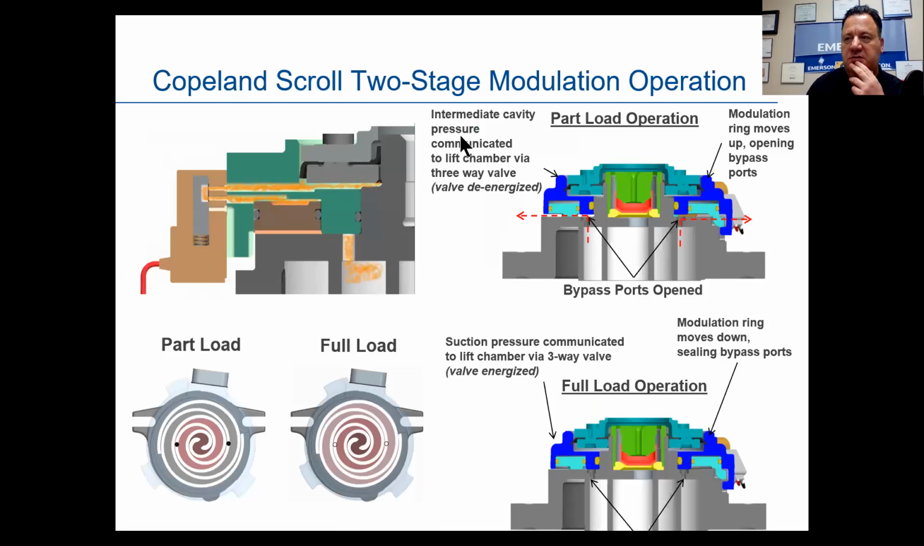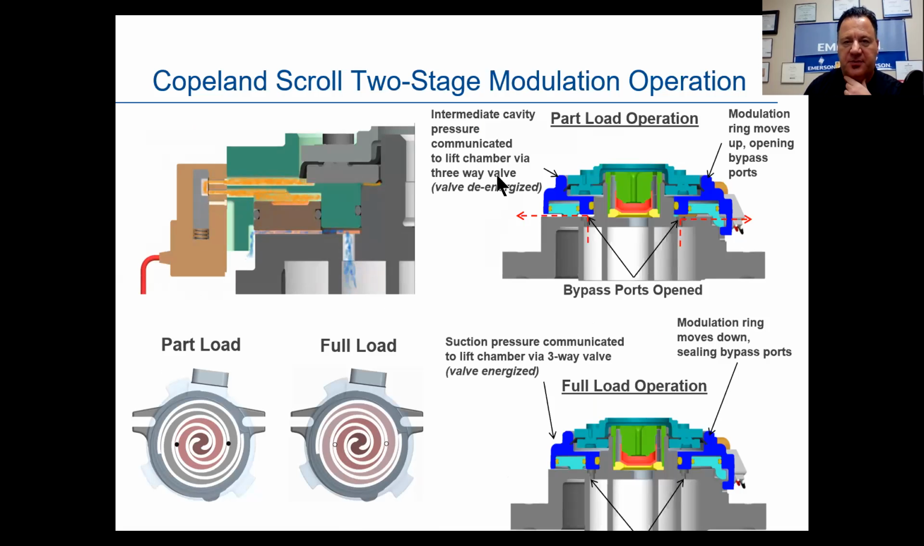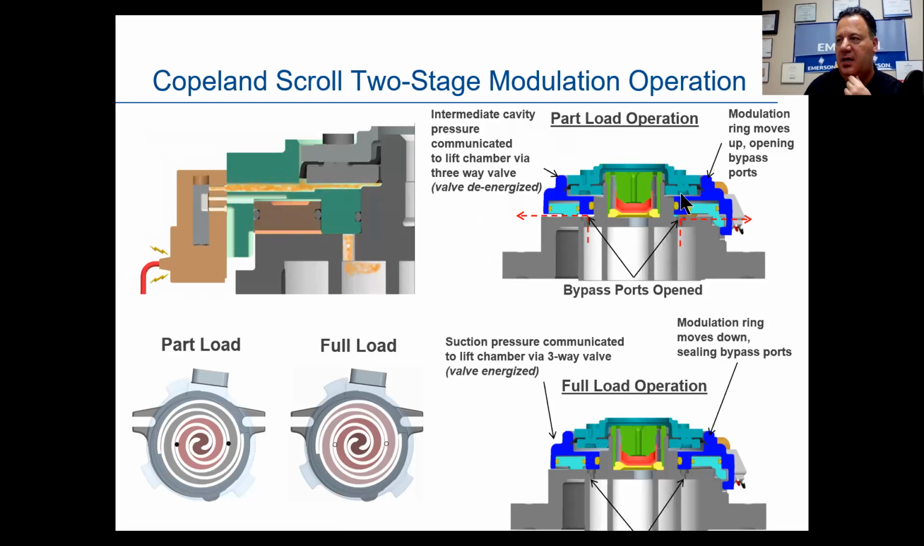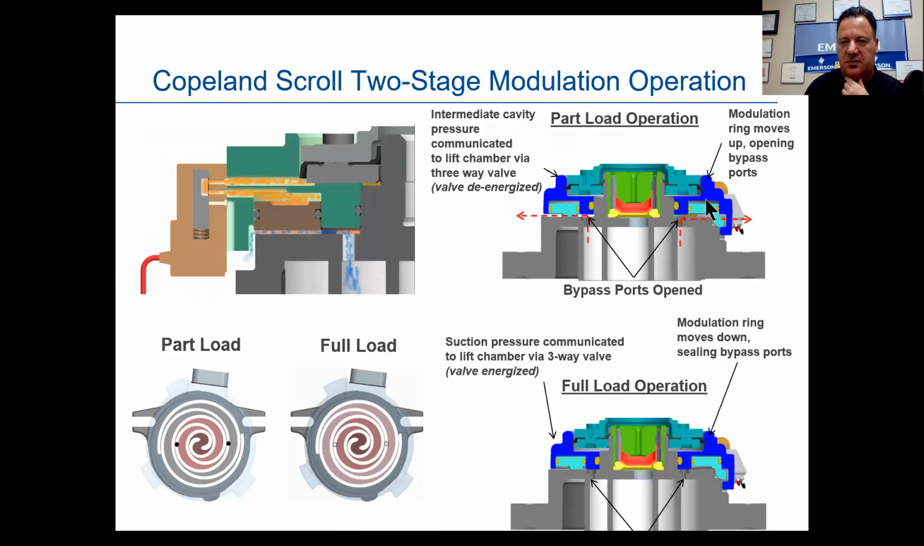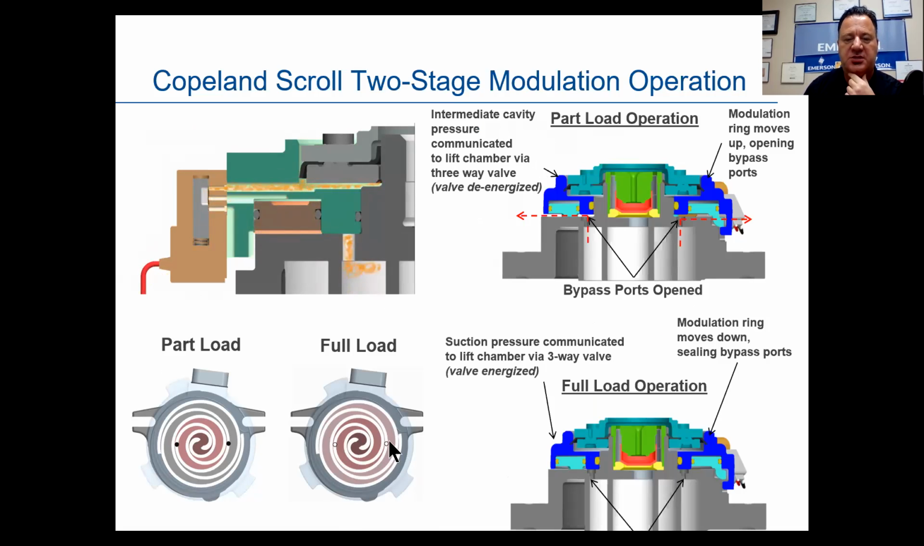Copeland scroll two-stage modulation operation. Intermediate cavity pressure communicated to a lift chamber via a three-way valve. Valve de-energized in the top graphics. The modulation ring moves up, opening the bypass ports. All right. You can see over here, here's our bypass ports. This is a partial load or 67 or 2/3 capacity. All right. This is full load, and all we're doing is shifting that ring and blocking those ports.